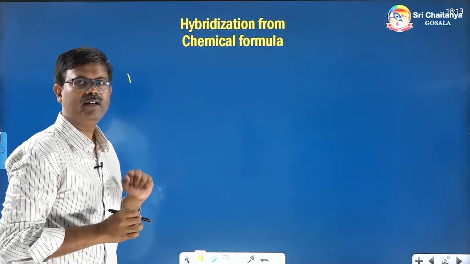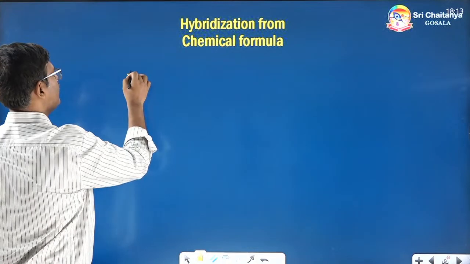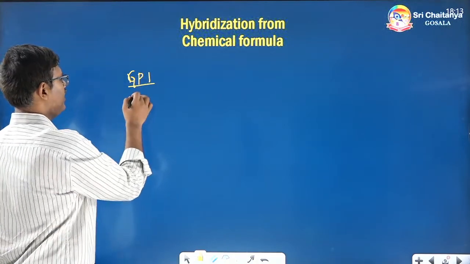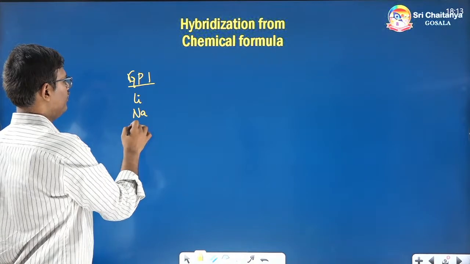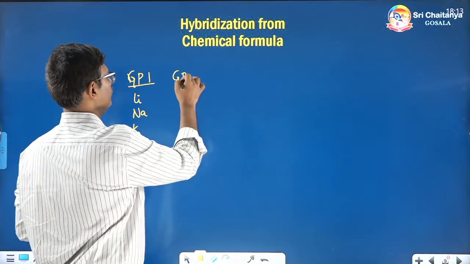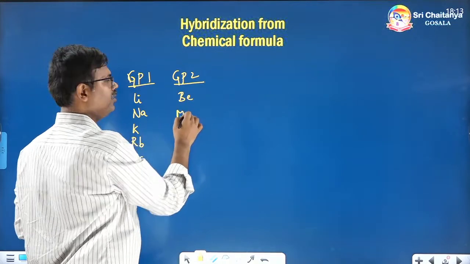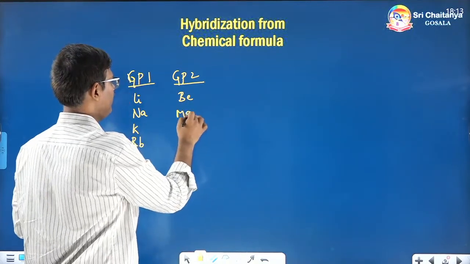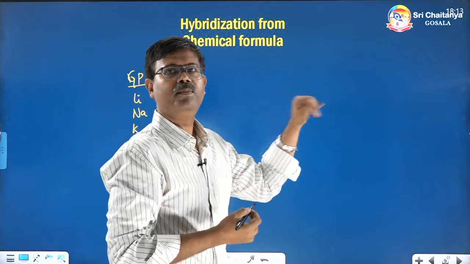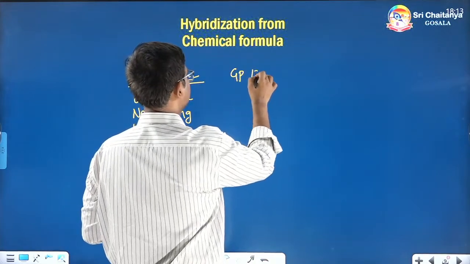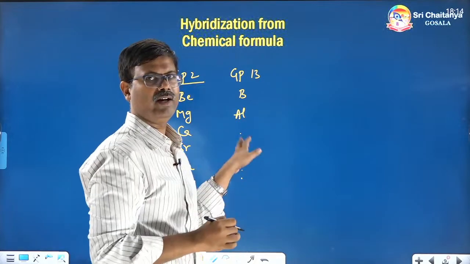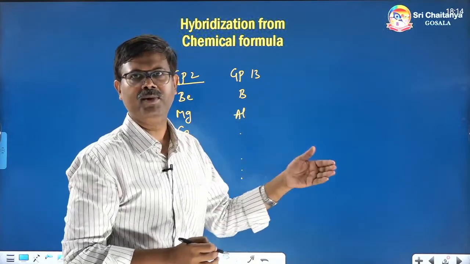In the periodic table there are 18 groups. Suppose I take group 1. In group 1, what are the elements? Lithium, sodium, potassium, rubidium, cesium. Group 2: beryllium, magnesium, calcium, strontium, barium. D block I am skipping. Now P block, group 13: boron, aluminium, gallium, indium, thallium. I am not writing the whole periodic table, don't worry, because I am focusing on the most commonly seen elements only right now.